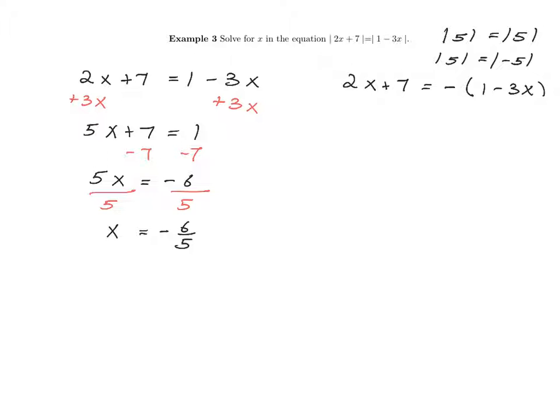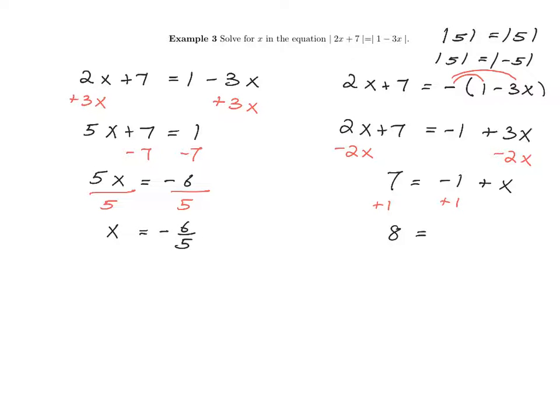Okay, that's one number. Now if I look to my second equation, I want to be a little bit more careful this time. I'm going to distribute this negative into the parentheses, and I see that this is going to change things quite a bit. So I have 2x plus 7 is equal to negative 1, but now it's going to be plus 3x. If I want to solve this equation, maybe I'll take the approach of subtracting 2x from both sides as my first step. I'm left with 7 is equal to negative 1 plus x. And now if I add 1 to both sides, I get that 8 is equal to x.